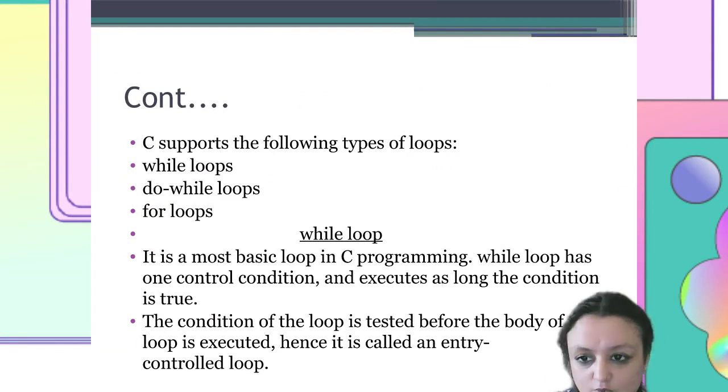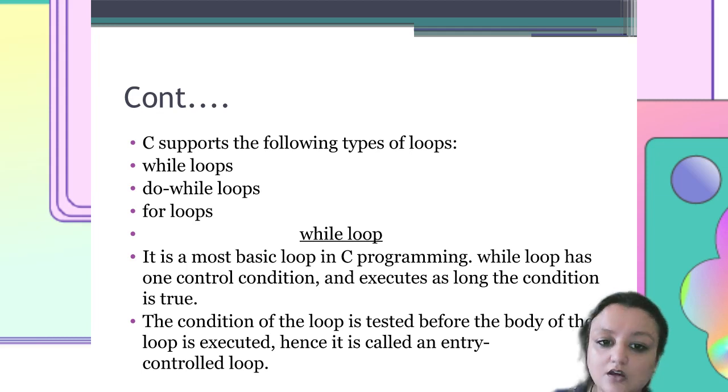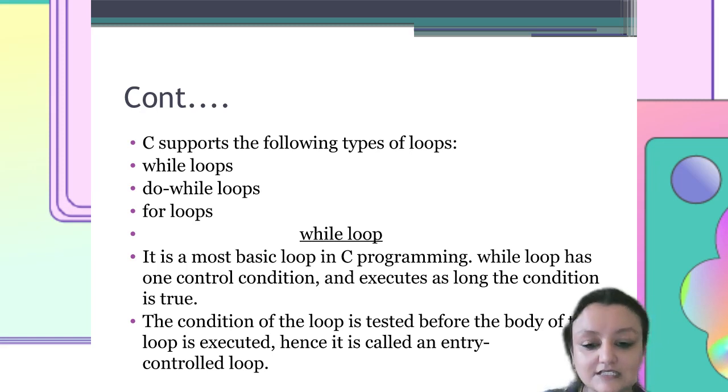If I talk about the while loop, it is the most basic loop in C programming. The while loop has one control condition which you have to follow, and it executes as long as the condition is true. The condition of the loop is tested before the body of the loop is executed. Hence, it's an entry control loop, and you also call it an entry control loop. So that is very important. With this, in the next part, I will be discussing other loops.